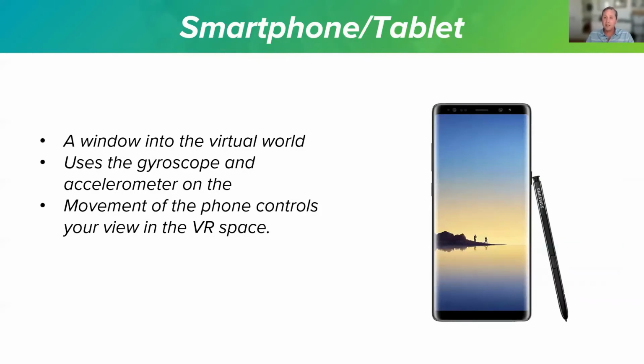Delivering content on a mobile device, such as a smartphone or a tablet, gives you a slightly different immersive view as it operates as a window to the virtual world. Simply moving your phone or tablet around navigates around the virtual space because it uses the gyroscope and accelerometer on the phone. Then you use touch to interact with the elements.